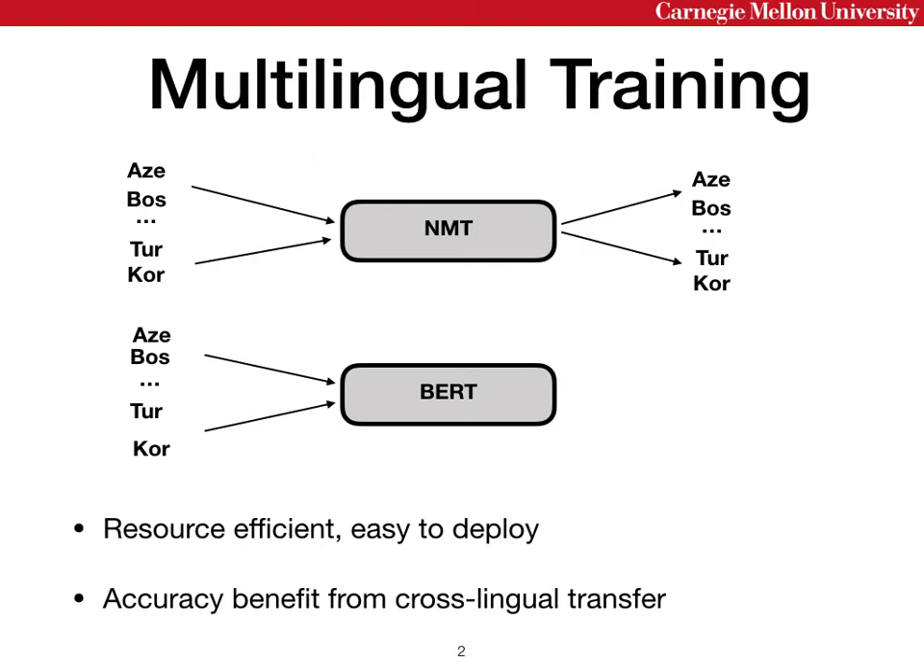Multilingual training is a very popular method for many NLP tasks. It is very resource efficient because it allows one to deploy a single model that can handle a lot of different languages. It also allows the performance of low-resource languages to benefit from cross-lingual transfer.